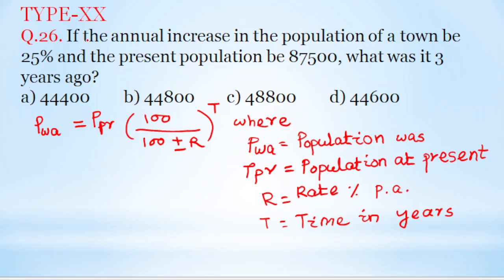Now here, if the annual increase in the population of a town be 25%, that means here R is 25% and the present population is 87,500. That means here 87,500 into 100 by, because here the rate percent is increased, so that's why we have to use the plus symbol. So it is 100 plus 25.